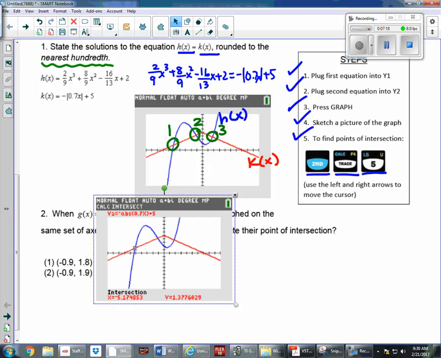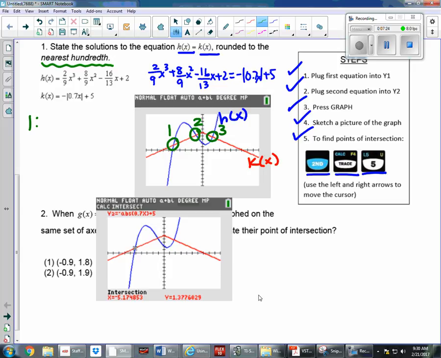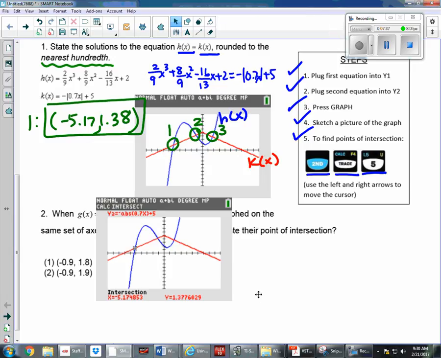The point of intersection for the first point, the one that we labeled number 1, is negative 5.17, comma 1.38. Okay, that's the first point of intersection. I rounded to the nearest hundredth. That was right here. We're going to do the second 2 now.